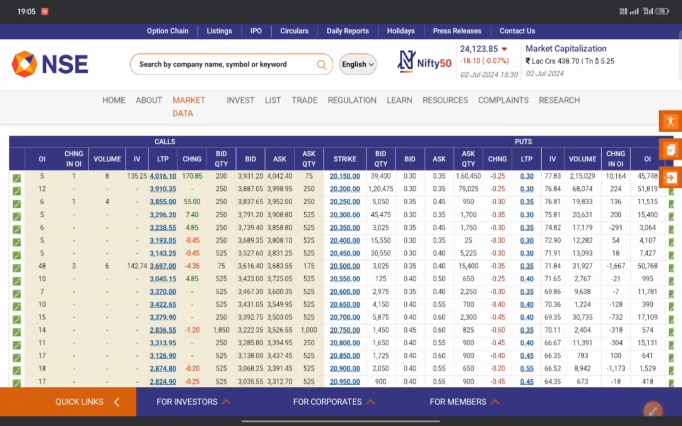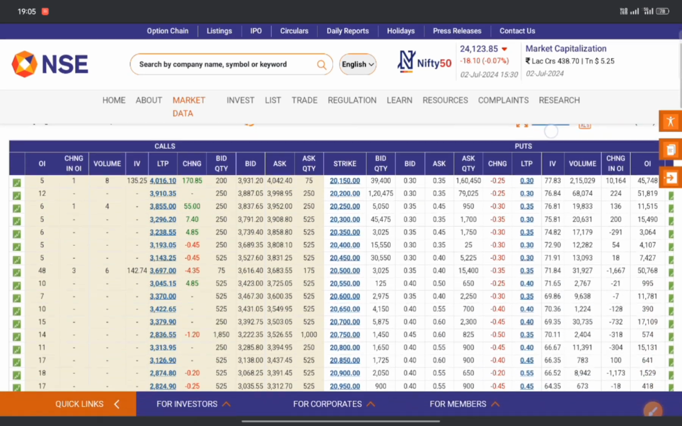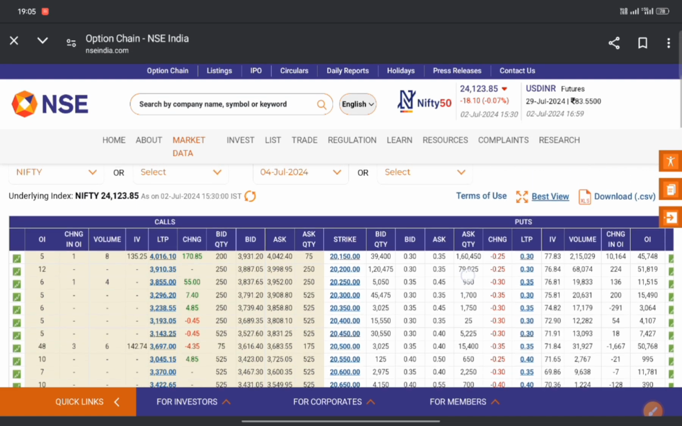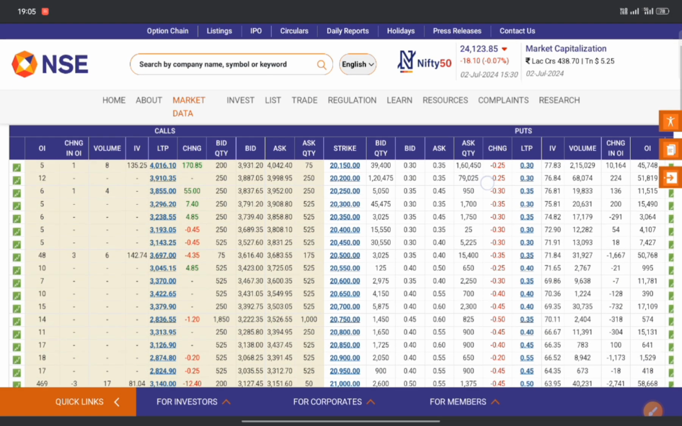So if you want to start option trading, you must know about the option chain. And the biggest question is, what is an option chain? An option chain is a chart. This chart is called an option chain. An option chain is a chart that provides in-depth information about all stock option contracts available for an index and individual company stock. So this chart is the option chain chart.